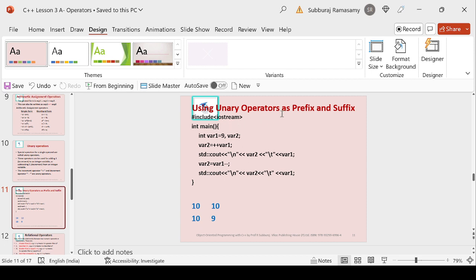So using unary operators, let's write a program. Include iostream, which is the standard library useful for input output through keyboard and monitor, standard input output devices. I first had to include this, otherwise the program will not work. I'm declaring var1 as an integer and also assigning number 9 to it. Then comma var2. I'm combining declaration of two variables. So var2 is also integer.